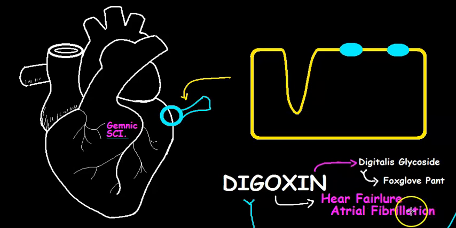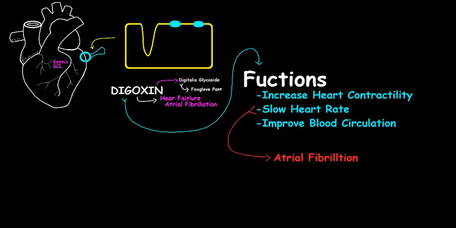By increasing the heart's contractility, digoxin strengthens the heart's ability to pump blood. When we have enough blood pushed out of the heart, that is contraction. What about slow heart rate? This is particularly useful in cases of atrial fibrillation, where the heart beats too fast. Then the last one, it improves blood circulation. With a stronger heart and a slower, more efficient beat, your blood circulates better, delivering oxygen to all parts of your body.